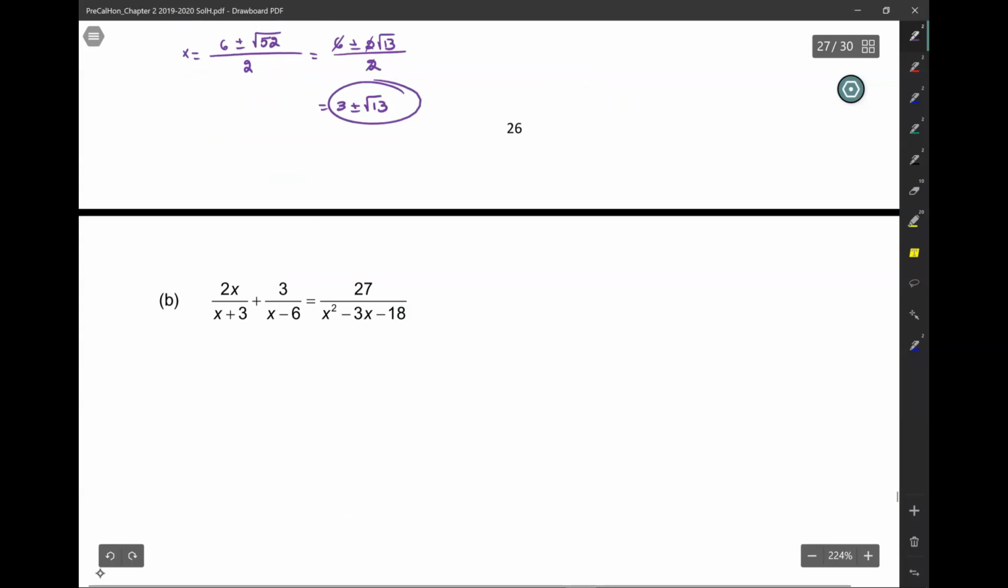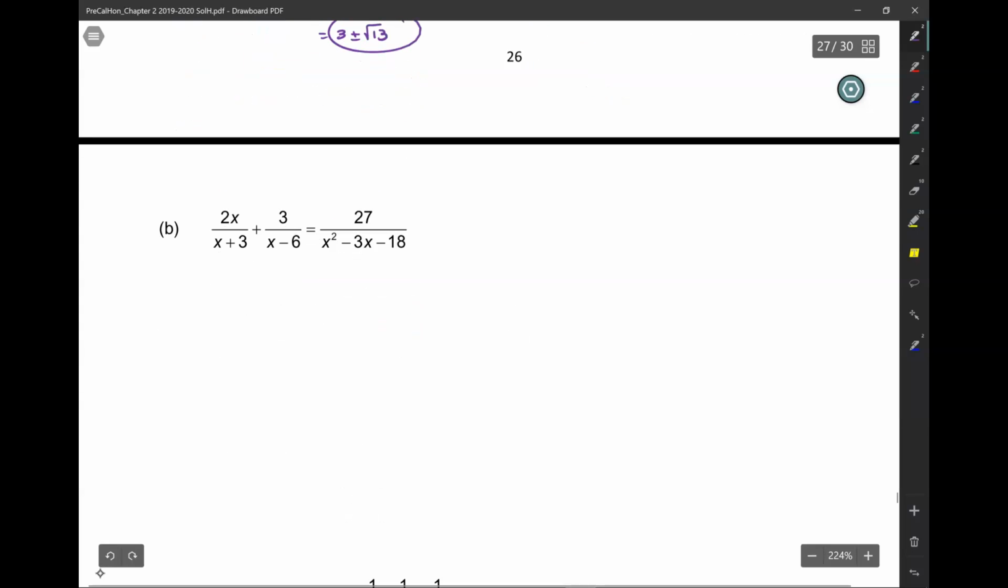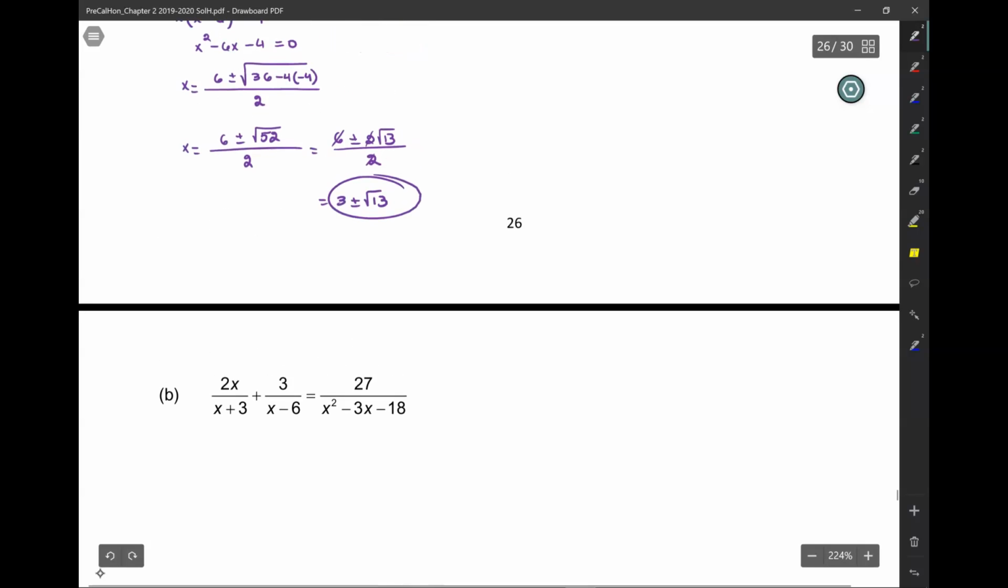Okay? Is the restriction also x cannot equal 0? No, just 6. Whatever makes the denominator 0. So you have to go back to the original? Yeah.